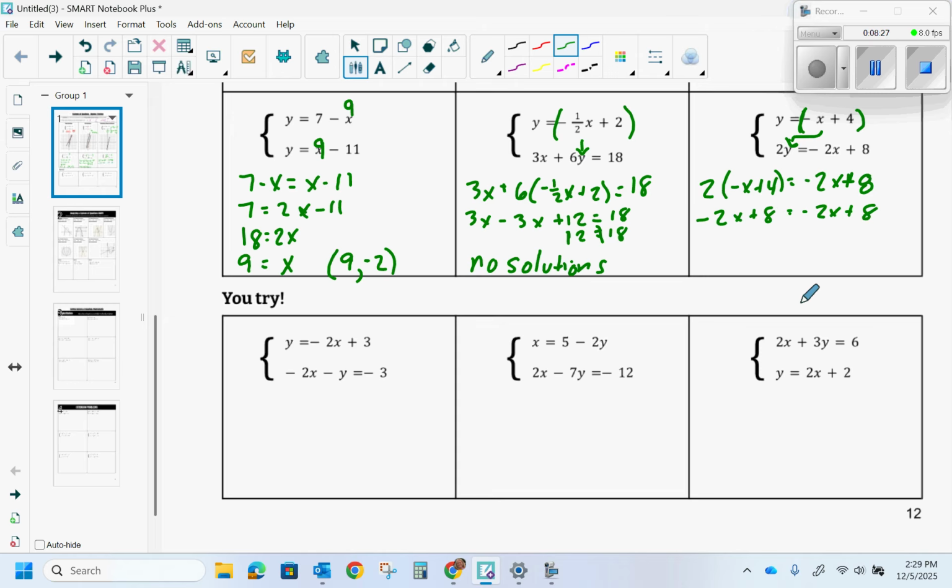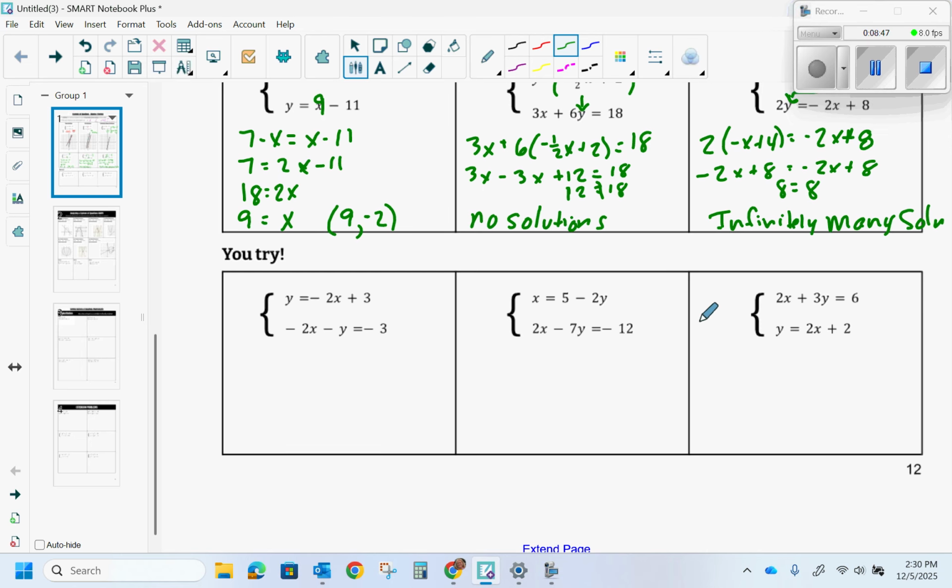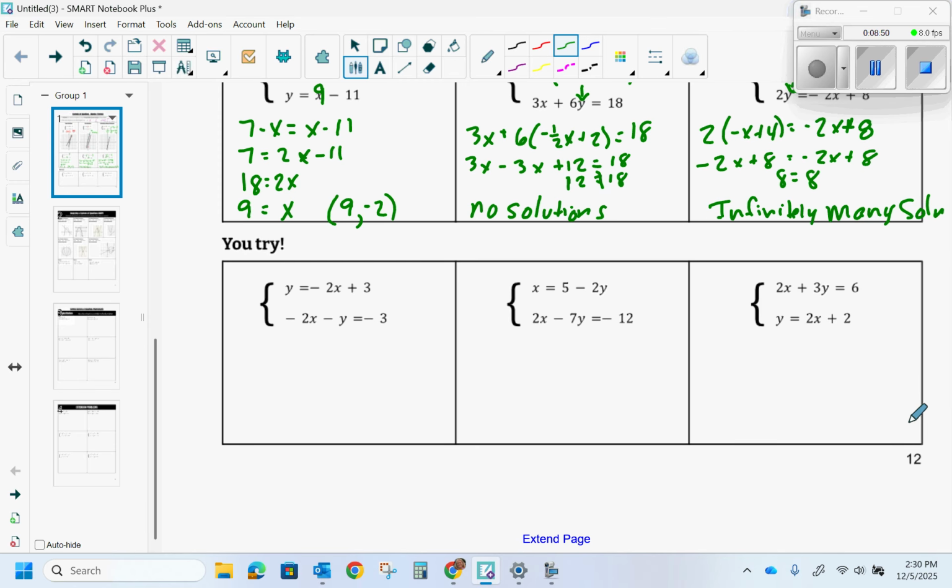And what do you think that means? I add 2x to both sides, they go away, and I'm left with 8 equals 8, or even 0 equals 0. This means infinitely many solutions. Not really going to do those, but you're going to be working on substitution here. So you can finish those. You can check them on Desmos as well.